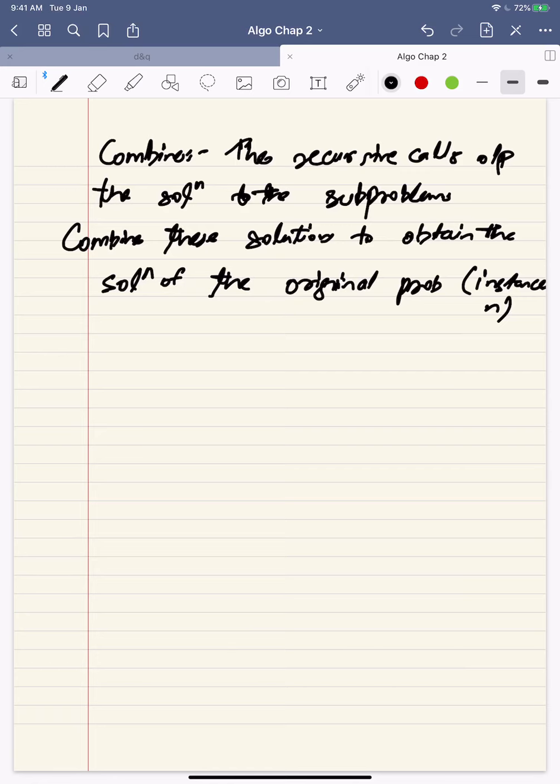So you see there are three main steps: divide, conquer, and combine. Any instance where you can apply these three strategies, divide, conquer, and combine, we will apply this algorithm. First of all, let us try to see if there are some problems that you have already done where you are applying this divide and conquer. So let's try to see certain examples.